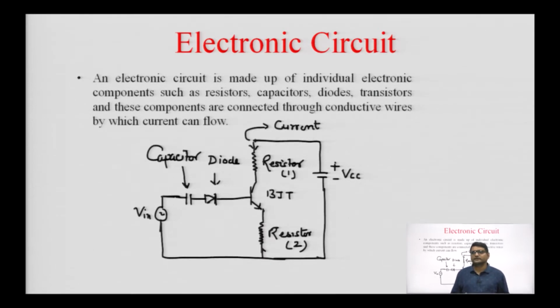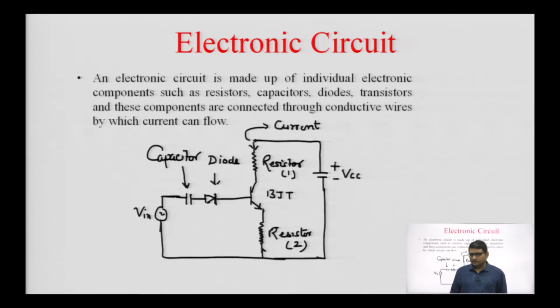First we define what an electronic circuit is, because the integrated circuit is a part of the electronic circuit. Our definition is: an electronic circuit is made of individual electrical and electronics components such as resistors, capacitors, transistors, and these components are connected through a conducting wire by which electric current can flow.